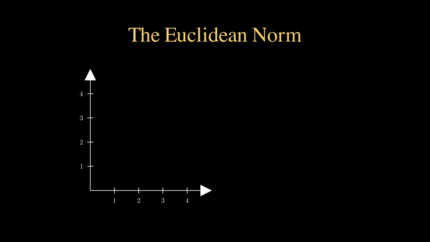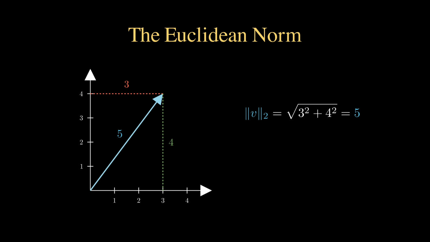The most familiar way is the Euclidean norm, just the Pythagorean theorem. The horizontal leg is 3, the vertical leg is 4, and the hypotenuse is the square root of 3 squared plus 4 squared, giving us 5. In general, the L2 norm is the square root of the sum of each component squared.